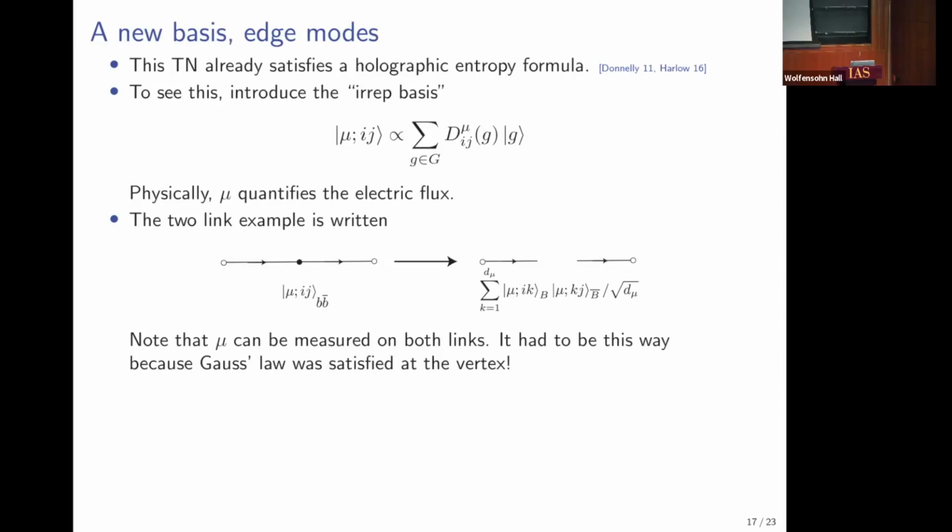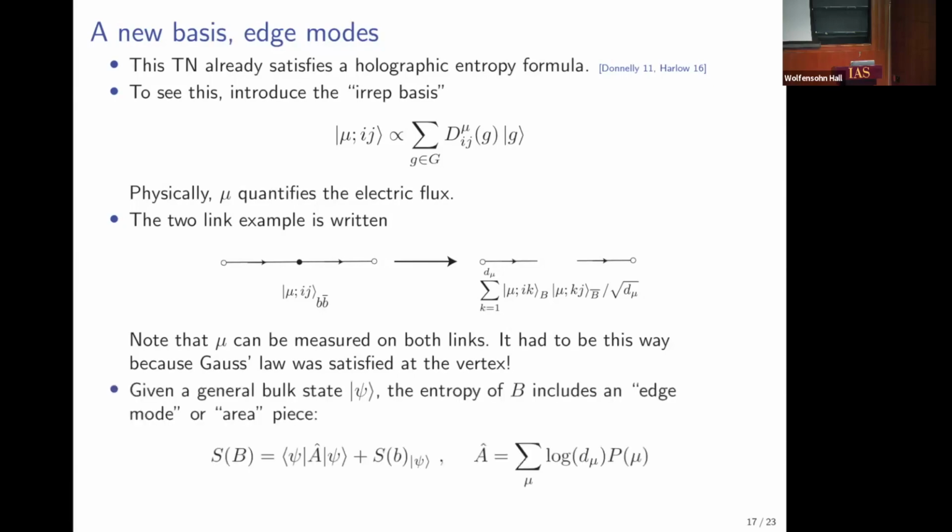The embedding into the pre-gauged Hilbert space, I might write this way. Well, it works this way in the irrep basis, where now we have two kets. And what's important is that they both have the same mu, which made sense because mu quantified the electric flux. If we satisfied Gauss's law there, then the electric flux is measurable on either link. These two links are entangled in some K index that's been introduced. I'm calling this link here on the left capital B, and this link on the right capital B bar.